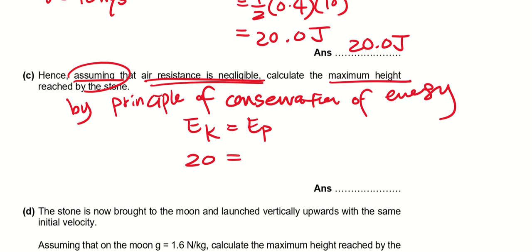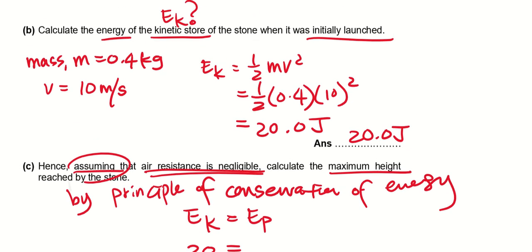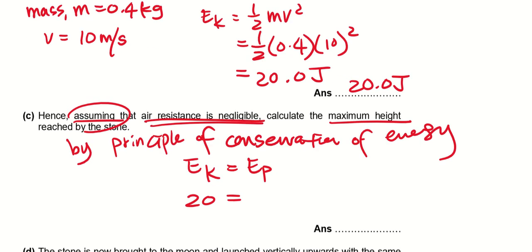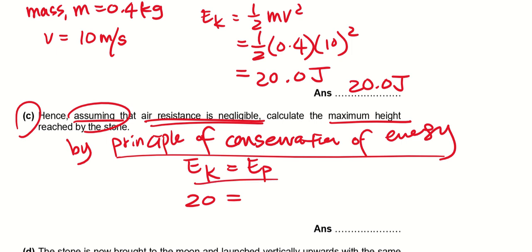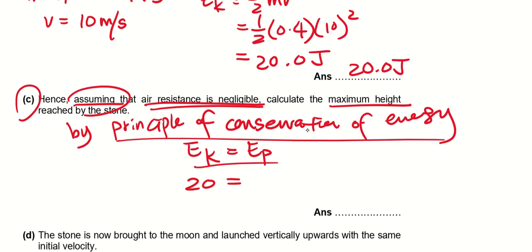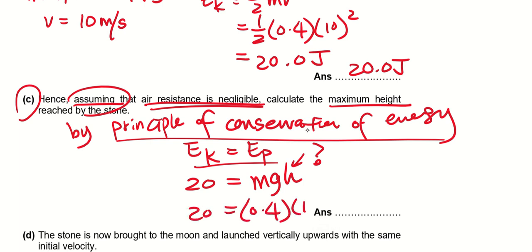So what happens if in the exam your part B is wrong? You can still get marks, error carried forward marks, if you apply your principle of conservation of energy correctly and your formula is all correct. So always continue doing it. This is equal to mgh. We want to find our h. So 20 equals 0.4 times 10 times h. Therefore, my h, if I do my calculation, will be equal to 5 meters.